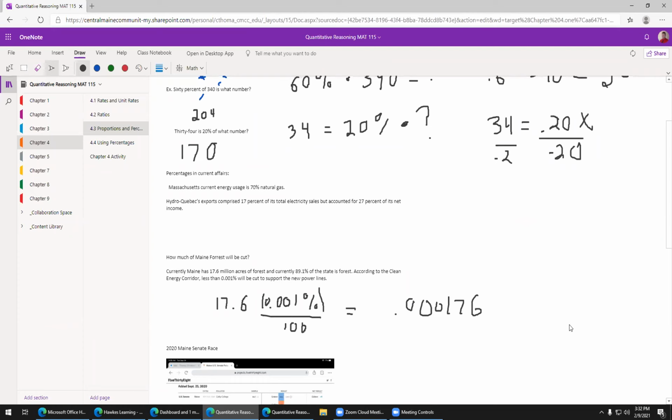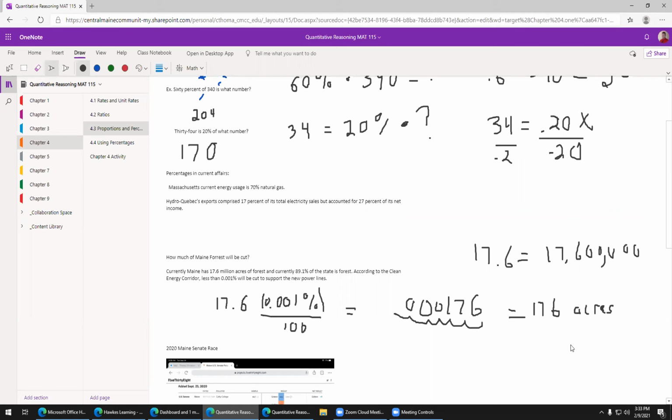And what makes this hard is the word million. So if you really want to see it, then we got to move this. 17.6 million, right, is the same as writing 17,600,000. Make sure I got the right amount of zeros in here. There we go. So I've moved the decimal 1, 2, 3, 4, 5, 6 places. So I'm actually only cutting 176 acres of the forest.